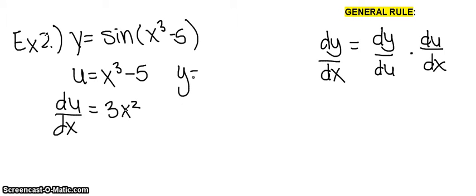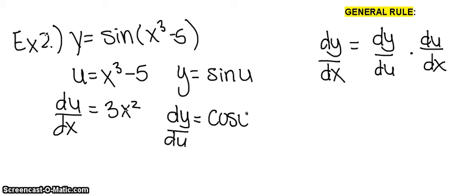Now we will rewrite the equation without the piece we have removed and insert u. So the equation will be y equals sine of u. Now we will take the derivative of y and find dy du. The derivative of sine is cosine.